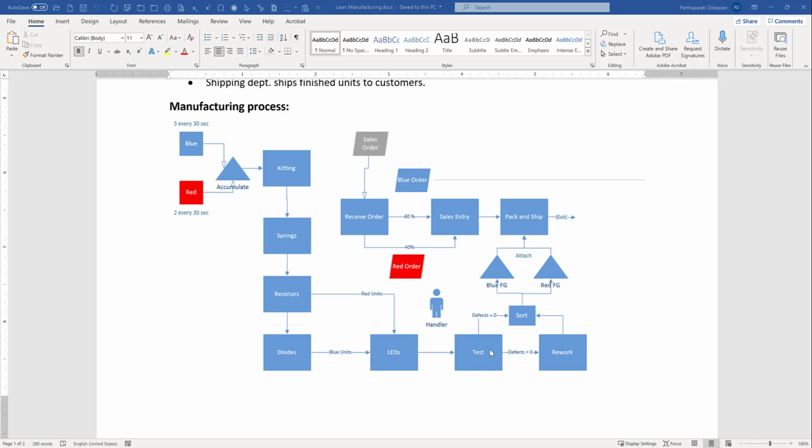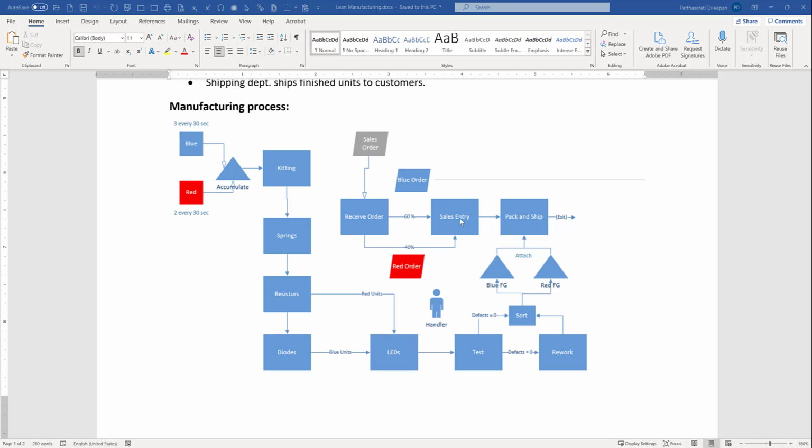And if there are defectives, then those batches are sent to rework. They get reworked and corrected. Then the reworked batches come to sort. Then you have the finished blue boards and finished red boards, and they get matched up with the sales order, and they are sent out. And the orders are received. The order frequency is given, and we're going to assume that 60% of the orders will be for blue, and 40% are for red.